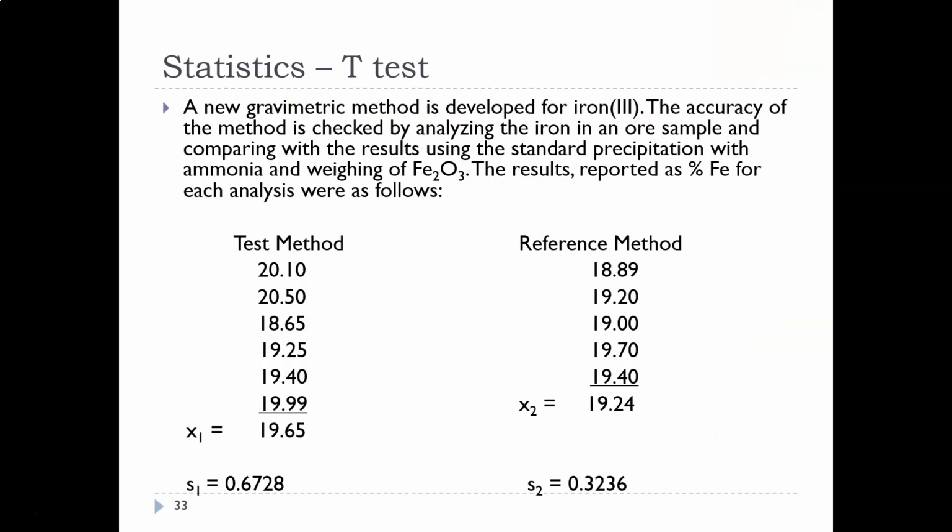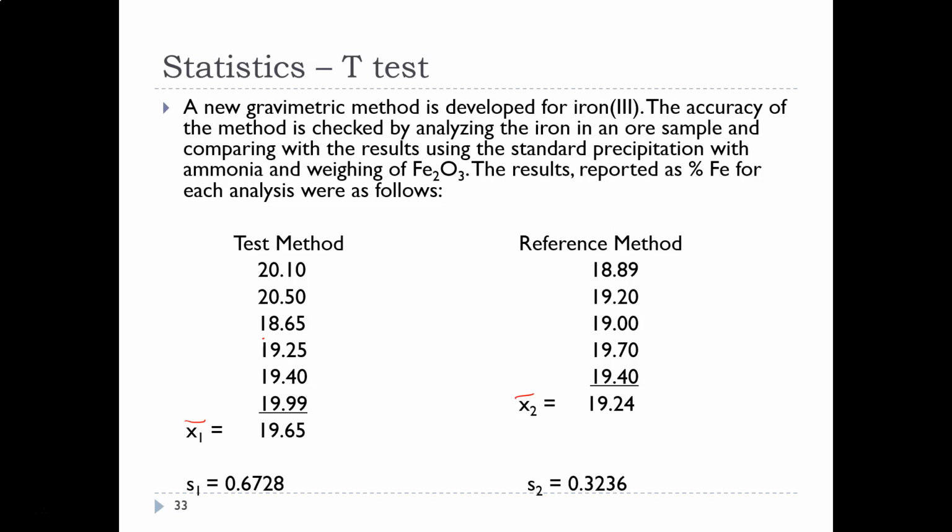So here's my data. We have a new way to measure the iron 3 ion. We're comparing the reference method, the way that we know works, with this new test method, and these are the results that we got. So I've already calculated the average, this should have a bar over it, for the 2 data sets, and the standard deviations for the 2 data sets. And it's already passed the f-test. So we're not going to do the f-test right now. You're going to trust me that it's already passed the f-test. So we're going to do the t-test on this.